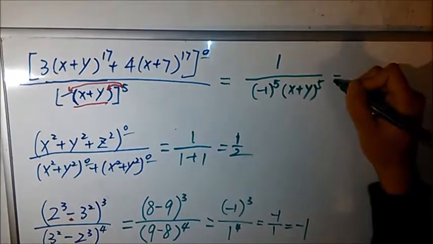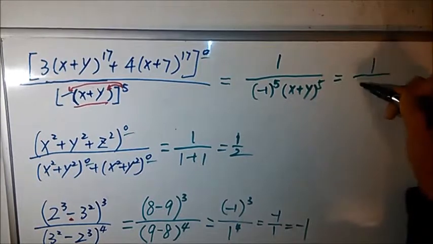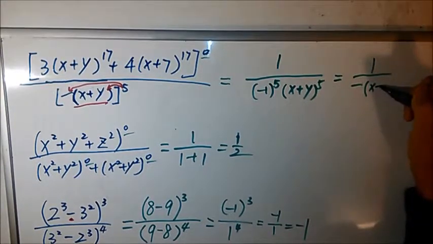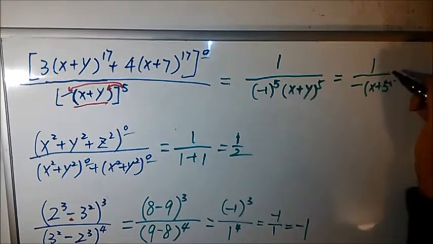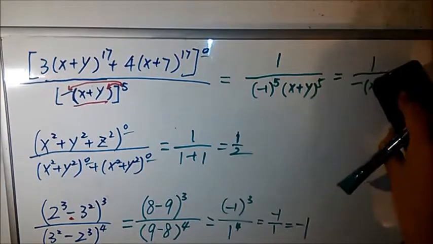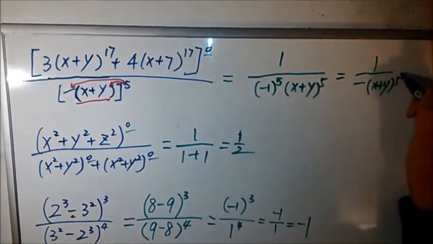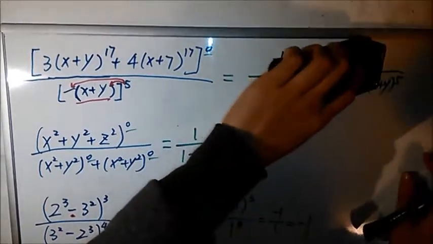Now we're going to have 1, a negative to the fifth power will be negative 1, times x plus y to the fifth power. And that's our answer.